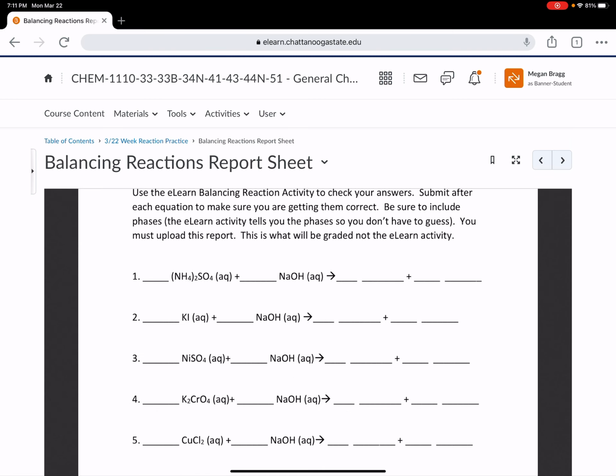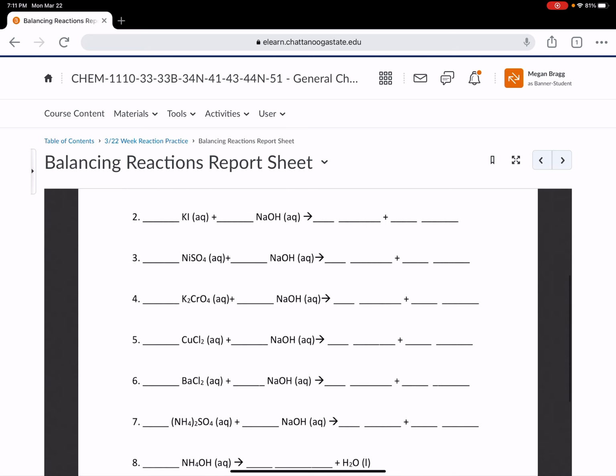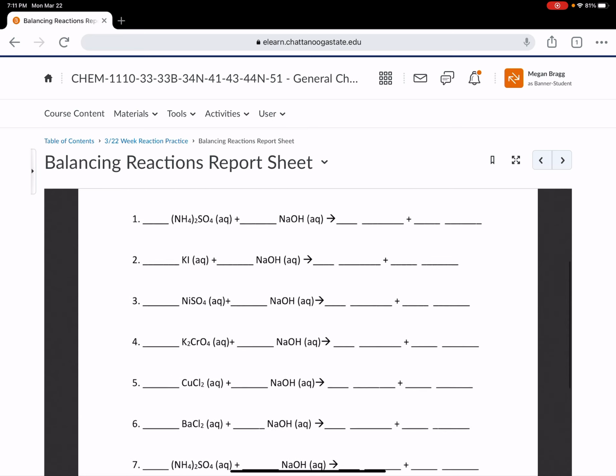The blanks on the left are for numbers. On the right, in several of these cases, you'll notice that there's not products listed. You will not have to fill in all of these products. eLearn will help you with several of them as well as their phases. Don't forget to balance them though.